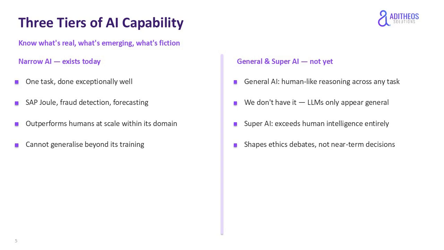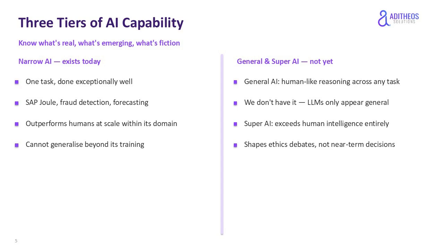On the right, general AI and super AI. General AI means systems that can apply intelligence across any domain, the way a human accountant can also write a memo, coach a colleague, and evaluate a supplier contract. We don't have this today. The most capable LLMs appear general because they span many domains, but they have no real understanding. They're pattern matching at extraordinary scale. True general AI remains an active research challenge with no clear timeline.